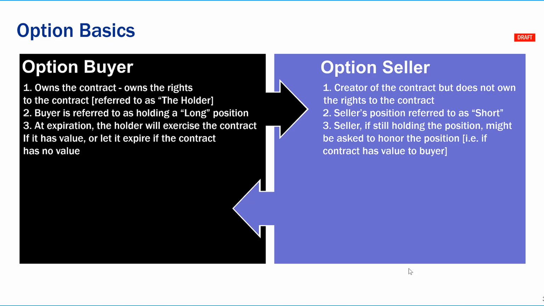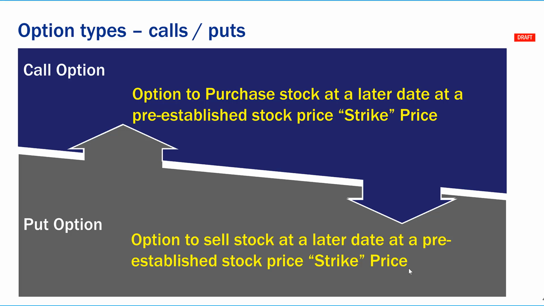And again, the opposite of the buyer, under 3, the seller, if it's still holding the position, might be asked to honor the position if the contract has value to the buyer. With that said, we'll move on to the next slide.